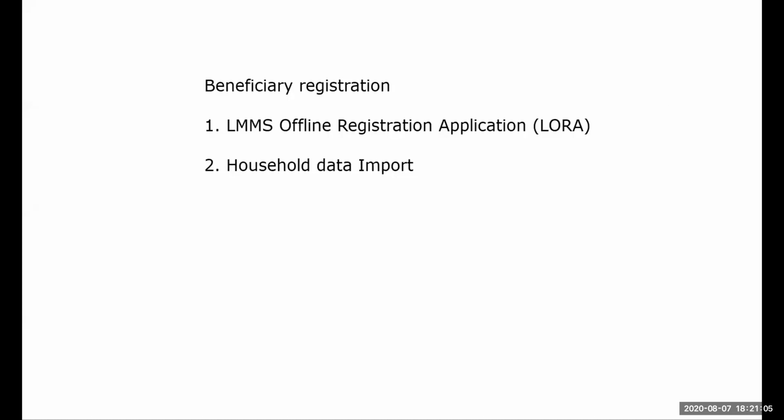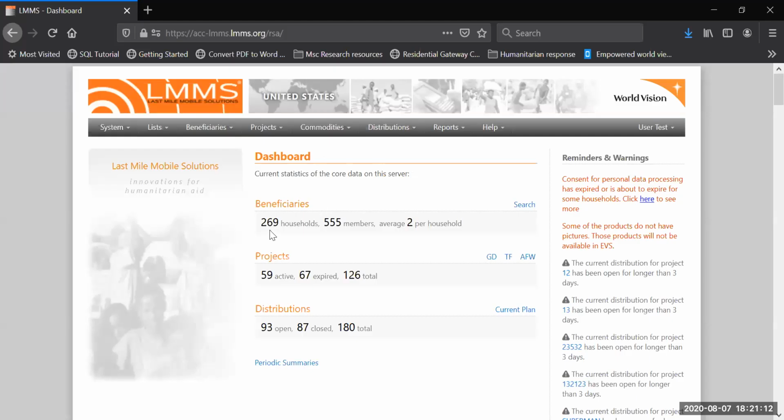So I'll share the LMMS dashboard screen when you log into the instance. First, you'll be able to see the number of beneficiaries that are available at the moment. So we have 269 households and 555 members. Okay. So we will do our registration, and for that I'll switch to the mobile application. Share my mobile application screen.